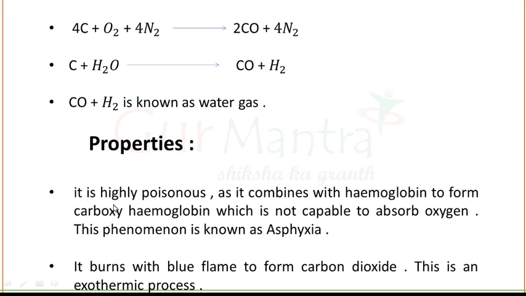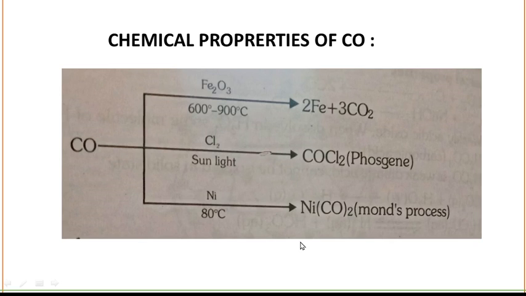Properties: it is a highly poisonous gas as it can combine with hemoglobin to form carboxyhemoglobin, which is not capable of absorbing oxygen. This carbon monoxide burns with a blue flame to form carbon dioxide, and this process is exothermic in nature, meaning heat is released in this process. This was all about carbon monoxide.